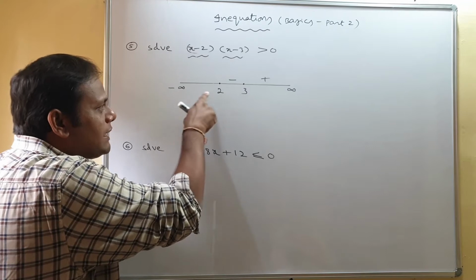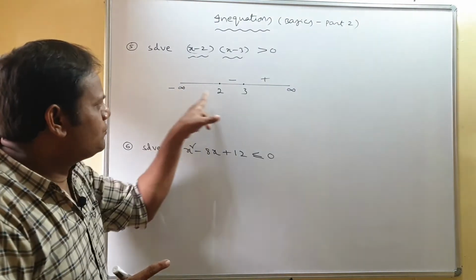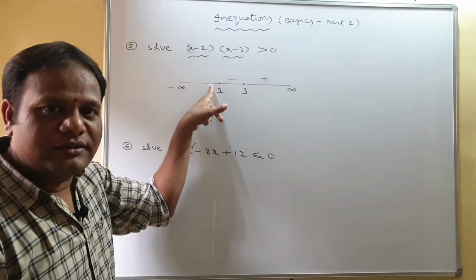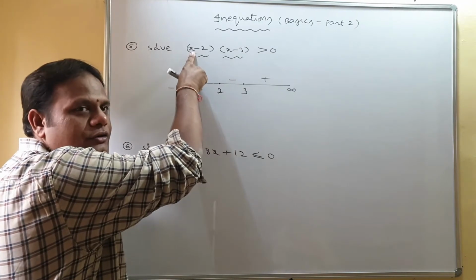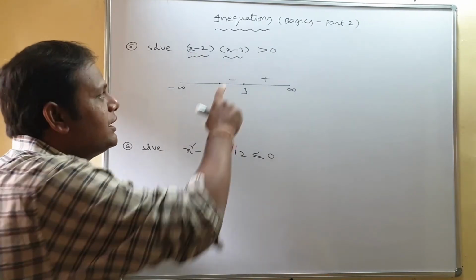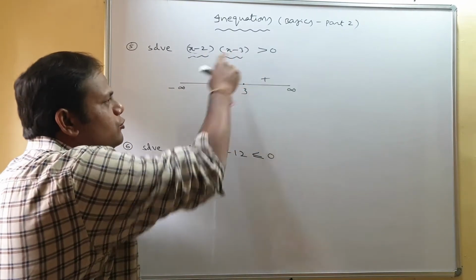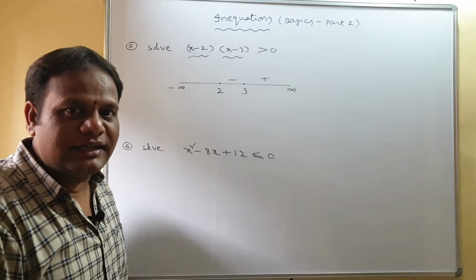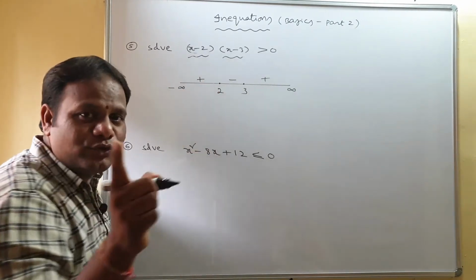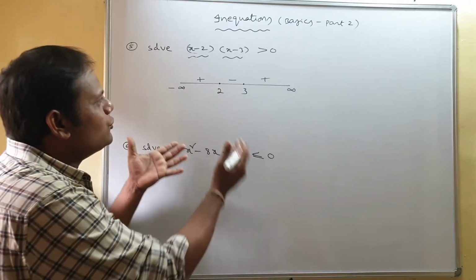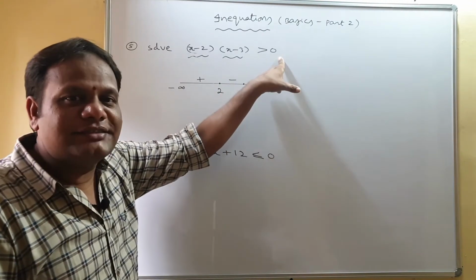Between minus infinity and 2, we have 0. Negative, positive. No doubt at all, 0 is there. So you put x as 0. If you take x as 0, it is minus 2. Here, if you take x as 0, it is minus 3. Minus 2 into minus 3, that is minus into minus, plus. So here it is plus. Did you understand?